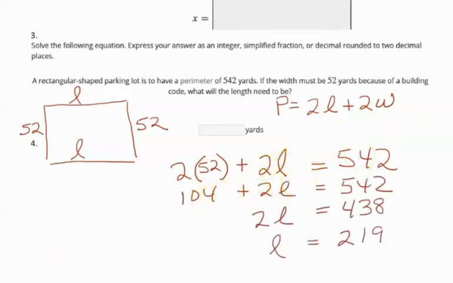So 104, subtract 104 from both sides. I get on this side 438, divide both sides by 2. I now have my length here is going to be 219. Now notice we've shown the work step by step. Hopefully you see how it's organized. We use the diagram to help, and it's quite easy to check and support what you've done.